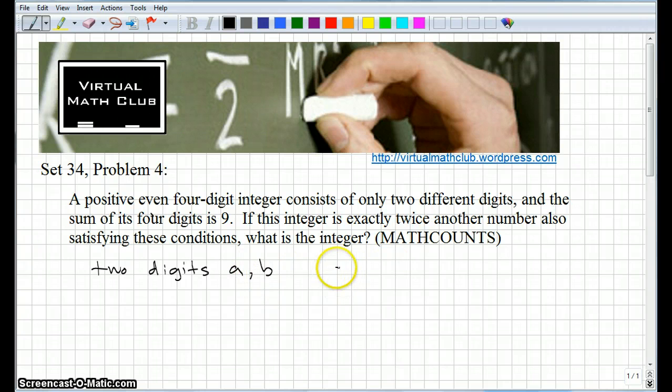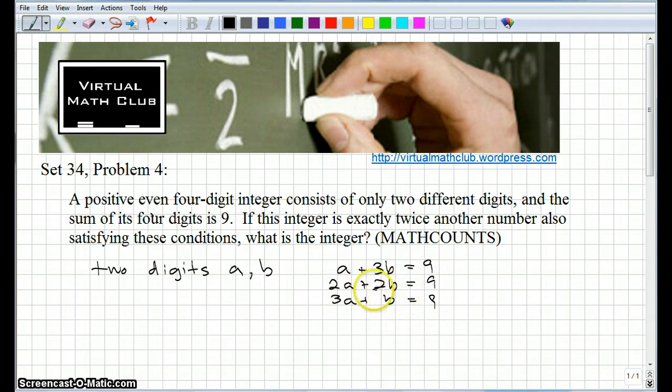So we know that there's either 1 A and 3 B's, because there's got to be 4 digits total, right? Or we could have 2 A's and 2 B's, or we could have 3 A's and 1 B, okay? And we also know that the sum of the 4 digits is 9, all right? So if we add the 4 digits up, we get 9.